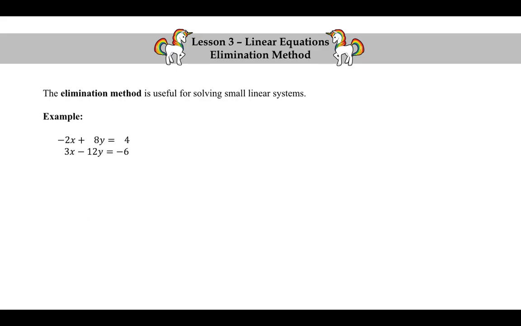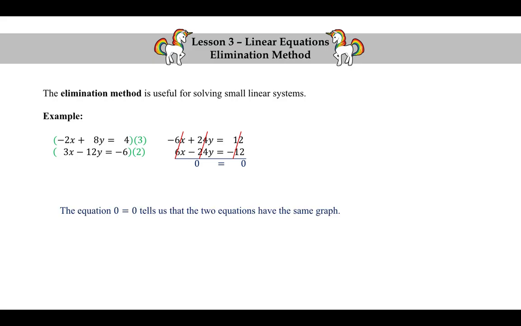One more example. -2x plus 8y equal to 4, 3x minus 12y equals -6. What are we going to multiply by? Okay, one option is to multiply the first equation by 3 and the second by 2. We then get -6x plus 24y equal to 12, and 6x minus 24y equal to -12. This time when we add the two equations, everything cancels. -6x and 6x is 0, 24y and -24y is 0, and 12 and -12 is also 0.